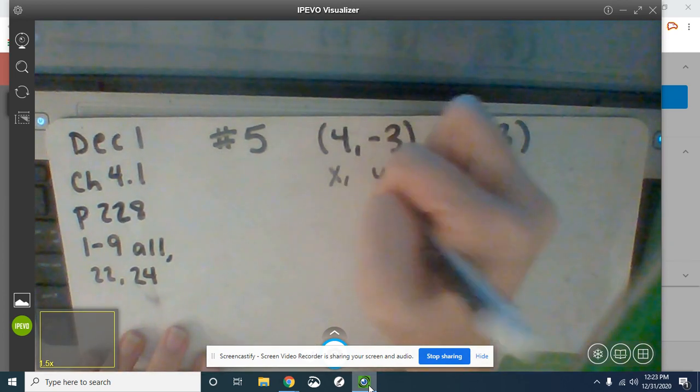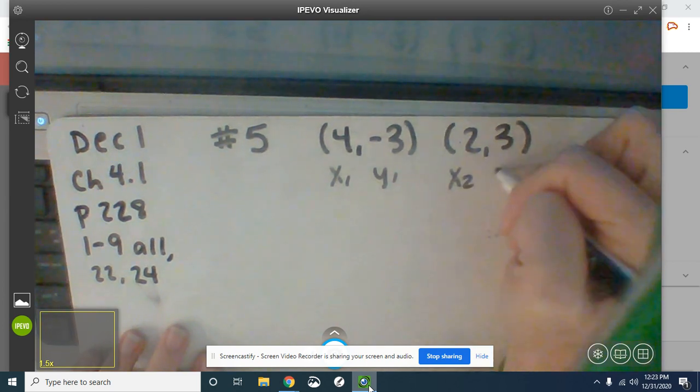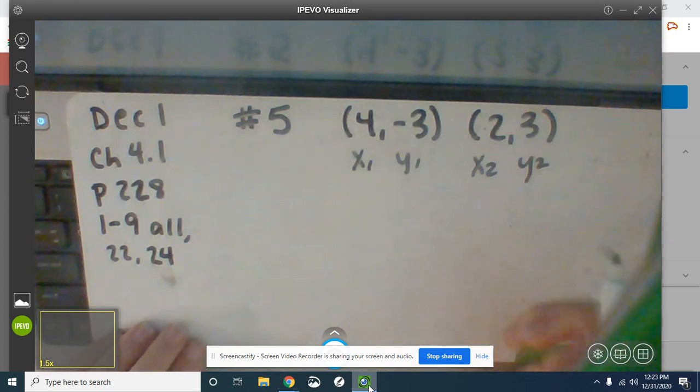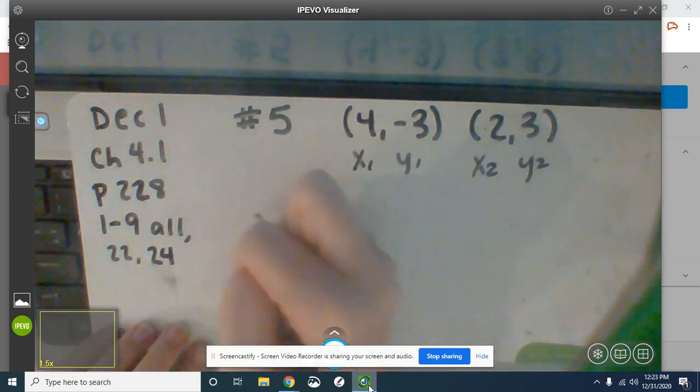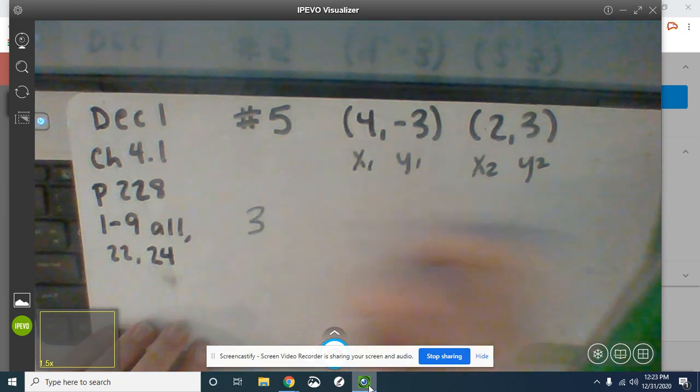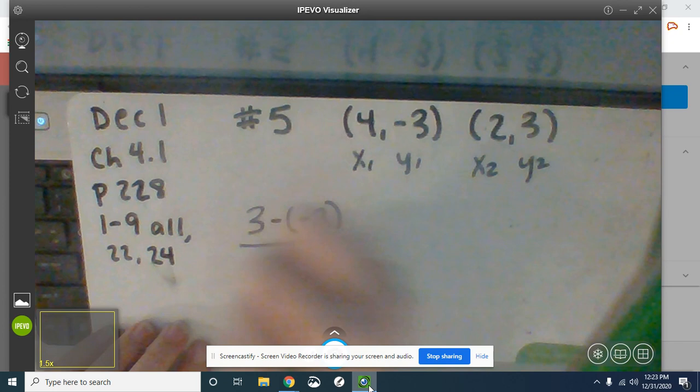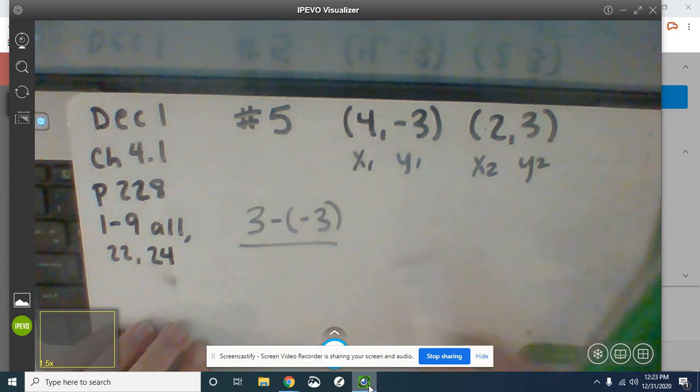We've got x1, y1, x2, y2. So we know we have 2 points. That's enough information to find the slope. So we're going to do y2 minus y1. So 3 minus -3, which is the same thing as 3 plus 3. And then x2 minus x1. So we want 3 minus -3.